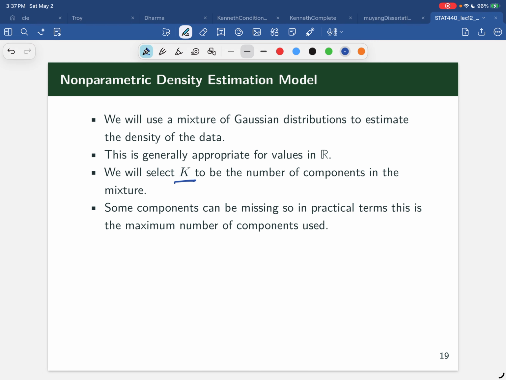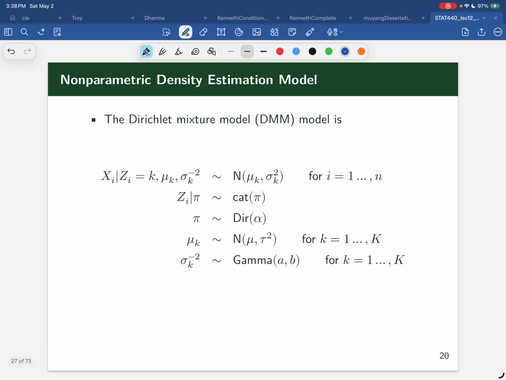We will select k to be the number of components in the mixture, and some components can be missing. So in practical terms, this is the maximum number of components used. We need to set a maximum number of components, but some of the components could end up basically having zero mass.